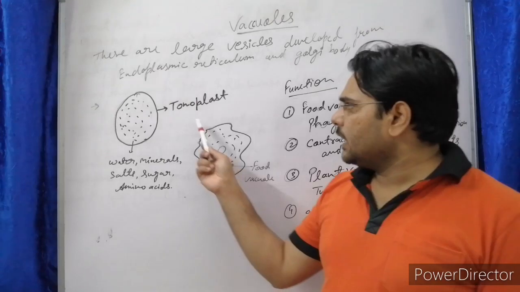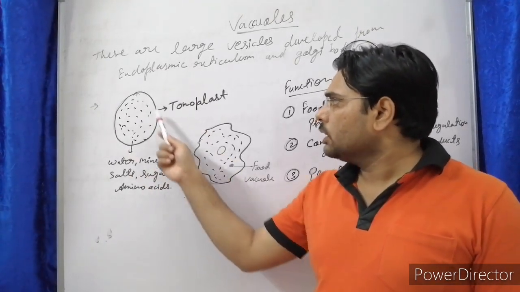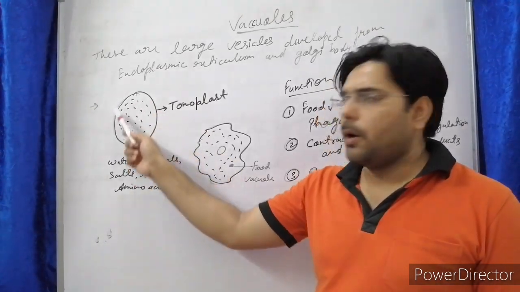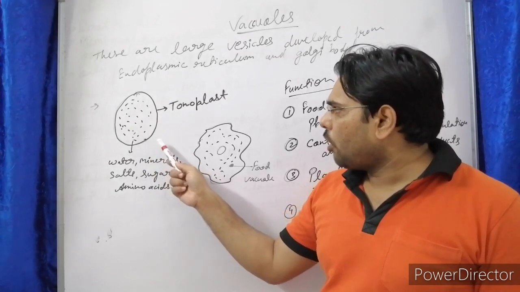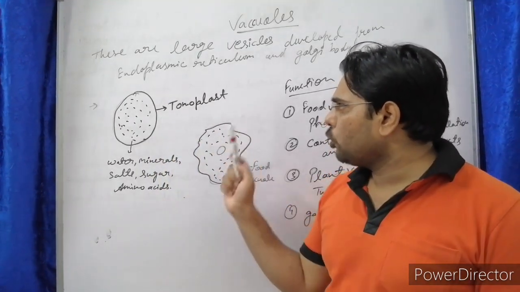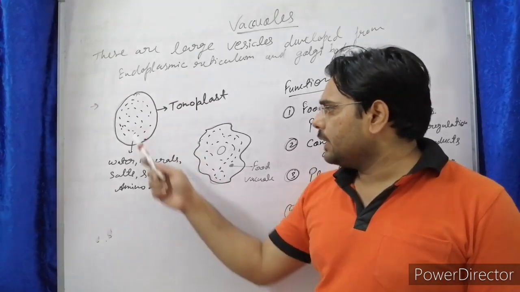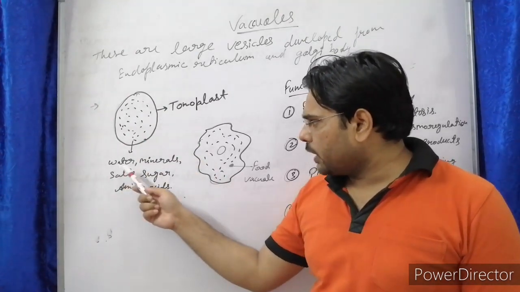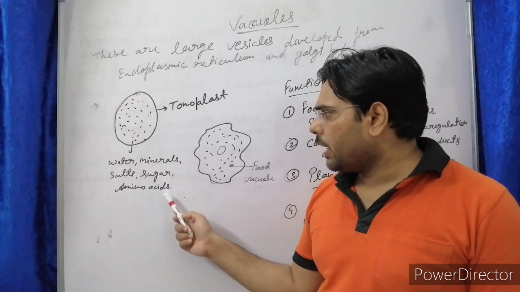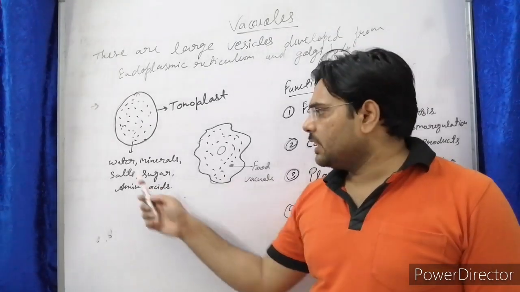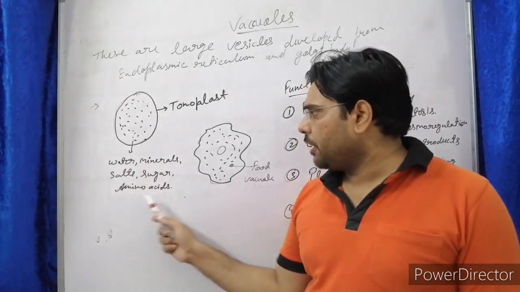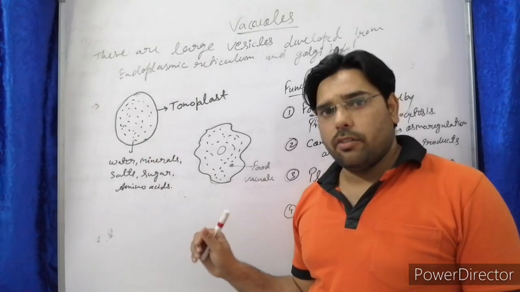Students, let us see the general structure of vacuoles. Vacuole has a single membrane bounded covering. The membrane of the vacuole is made up of tonoplast. Students, inside this vacuole it has water, minerals, salt, sugar and amino acids. These are the components which are present inside the vacuoles.